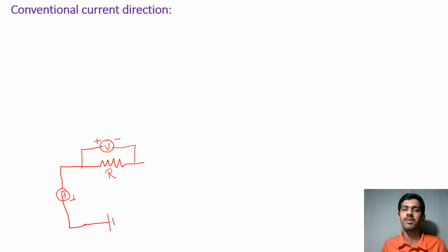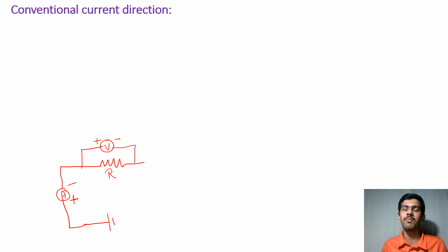In order to explain this, I will draw a circuit diagram. Let us assume that this is a battery. The battery is represented with a bigger line and a smaller line like this, and towards one end there is an ammeter to measure the current, and there is some resistor here. Across the resistor a voltmeter needs to be connected, and the resistor is named R. This is positive and this is negative.